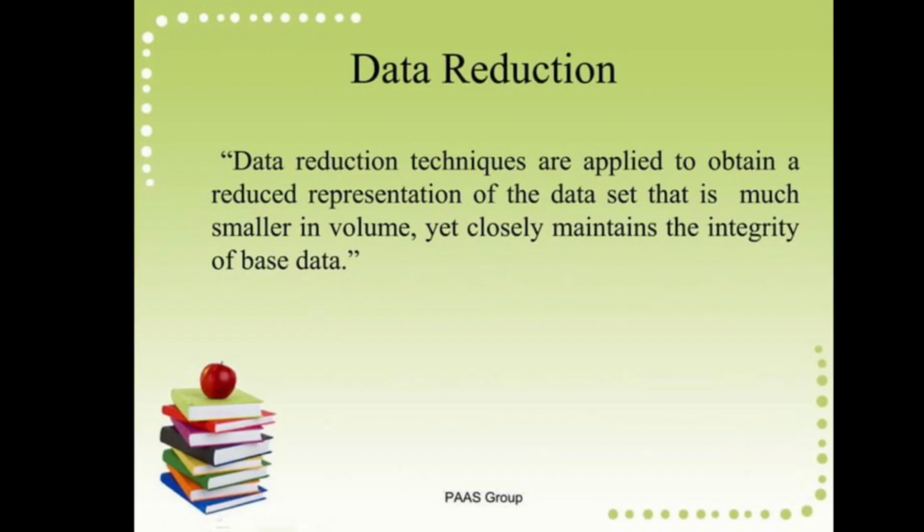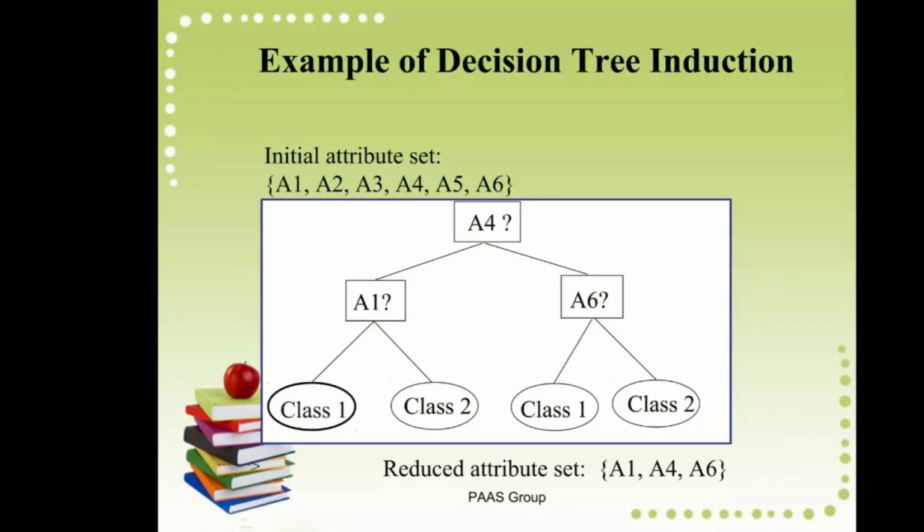Data reduction. Data reduction techniques are applied to obtain a reduced representation of the data set that is much smaller in volume yet closely maintains the integrity of the data. Example of a decision tree. The decision tree is defined in three subparts. First of all, A4, which is defined in two parts, A1 and A6. A1 is classified into class 1, class 2. A6 is defined into class 1, class 2. Reduced attribute set: A1, A4, A6.